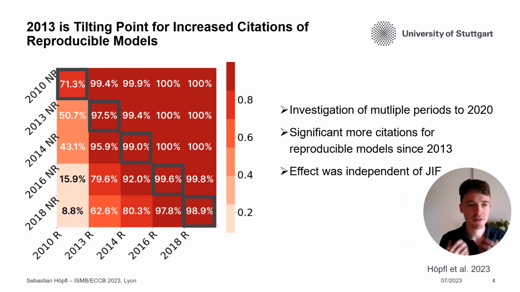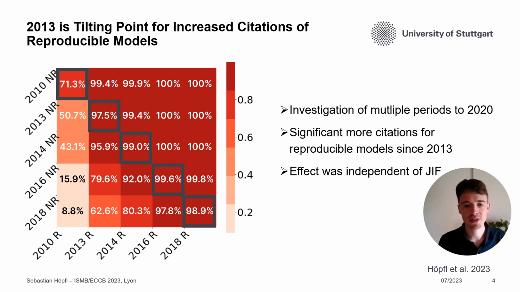So here we compared multiple periods against each other. You see always the time here is the starting point, and all periods were investigated up to 2020. This means in this period we investigated the papers published 2010 up to 2020. And you see, if we compare the reproducible models on the x-axis against the non-reproducible models on the y-axis, we have always a significantly higher citation count of reproducible models starting 2013. So always more than 95% credibility for a higher citation count in the reproducible models group.